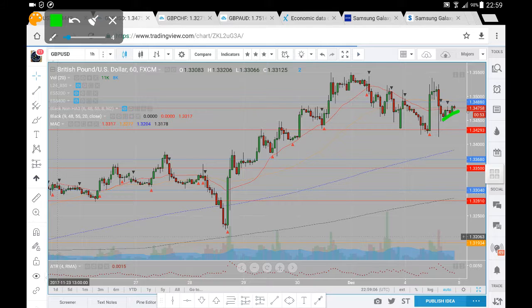Now we have seen a bit of a pullback. We came down to just below these lows at around 134.29, and had a pretty big retracement. So all of this price movement happened within about an hour. So we are potentially heading upwards to test that 134.88.